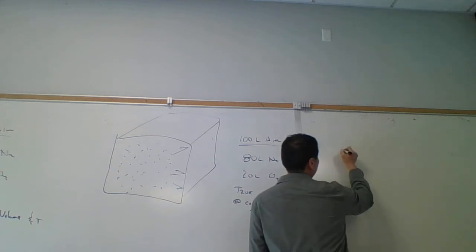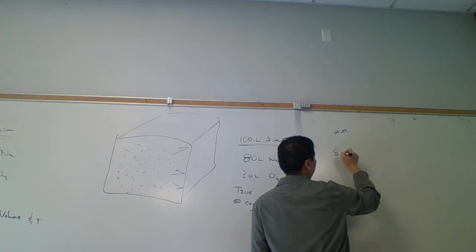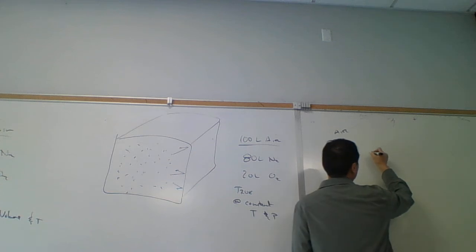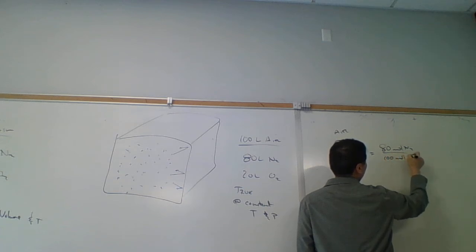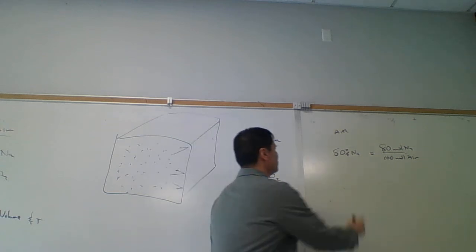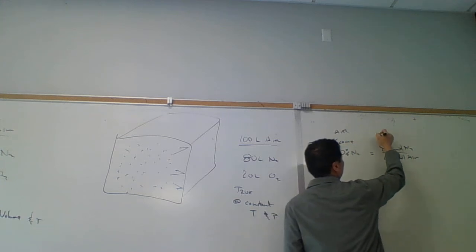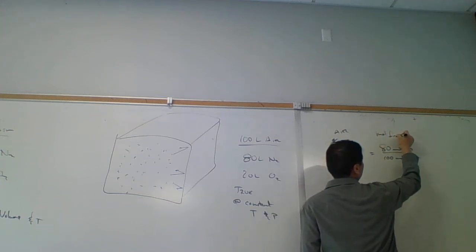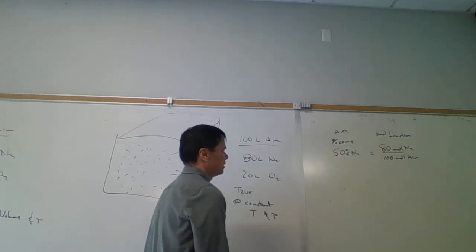And so let's look at air. If we look at the composition of air, it's 80% N2. The 80% N2 means 80 moles of N2 out of 100 moles of air. So this is the percent composition. This is what we call the mole fraction. The mole fraction tells us how many moles of each we have in there.